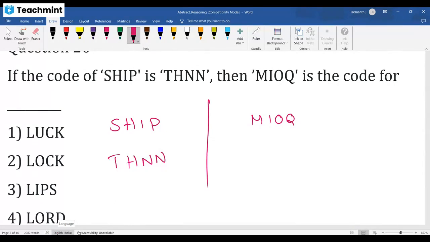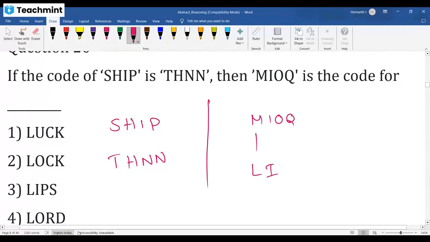Now what logic might be this? MIOQ. Second letter they kept same. Okay, this is +1, 0. And this is +5. This is -4. Okay, if you apply same thing, well, let's see L. Second letter as it is. Here I is given as N. Means +5. If you do +5, then you will get T, right? Then there is no option.